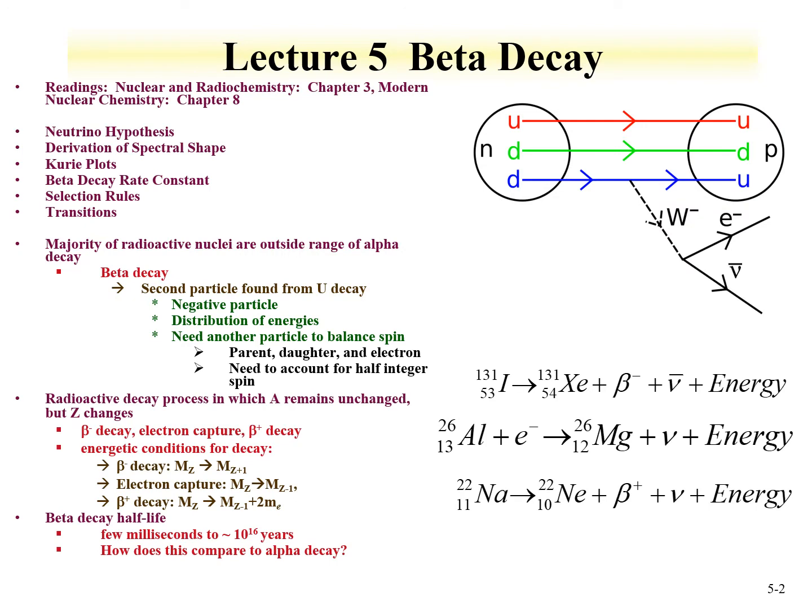Welcome to Lecture 5 for Chemistry 312, Radiochemistry. This lecture is on beta decay. The readings for Lecture 5 are Chapter 3 from Nuclear Radiochemistry and Chapter 8 from Modern Nuclear Chemistry. This chapter is going to cover the neutrino hypothesis.